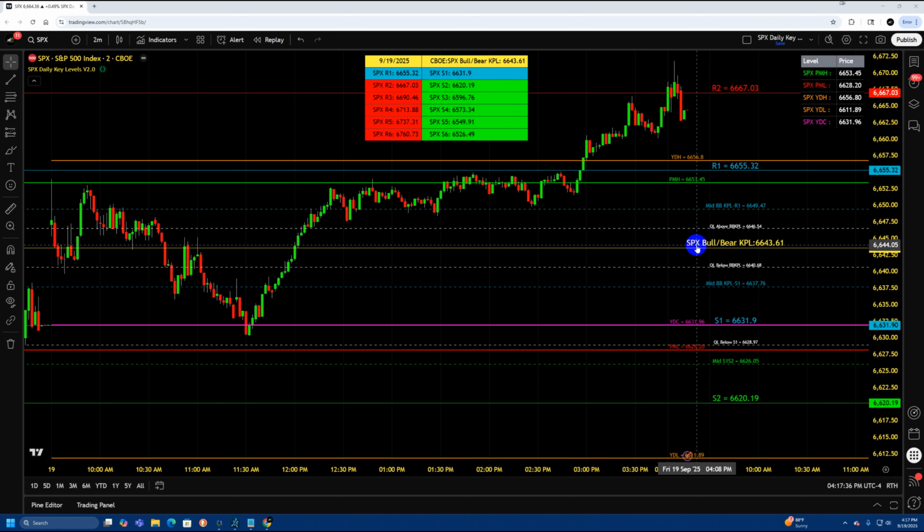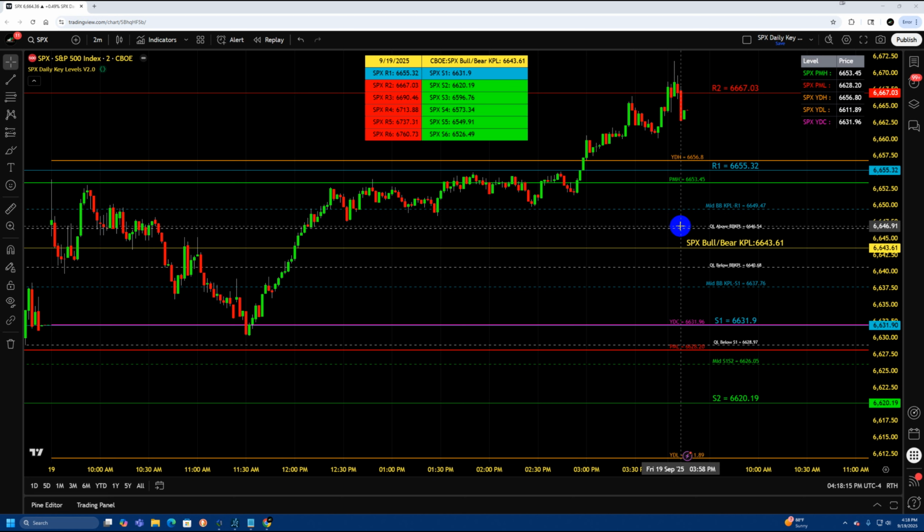Starting off with the SPX bull bear key price level, which for today was 6643.61, and then you will have your main levels above and main levels below. The main levels above are R1 through R6, and main levels below are S1 through S6. You also have optional midpoint levels that you can turn on, as well as quarter levels, and you can selectively turn on these levels above and below each main level.